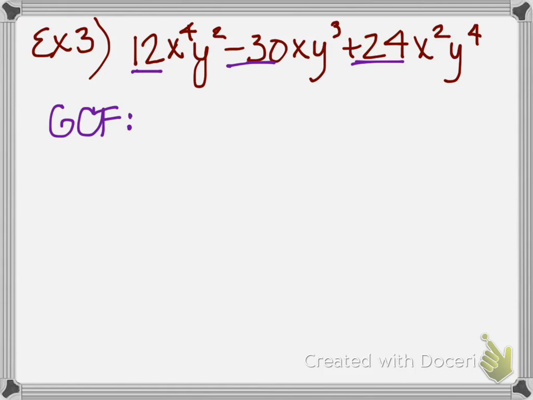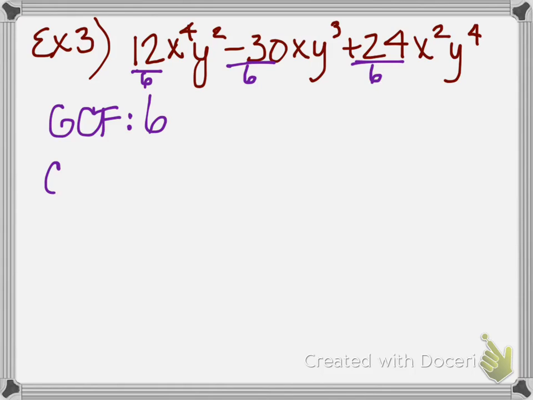GCF. So right away I thought it was 12, but 30 is not evenly divisible by 12. So let's run through, how about what's the next? 6? They all divide evenly by 6. So greatest common factor is 6, so I'll divide all of these by a 6.